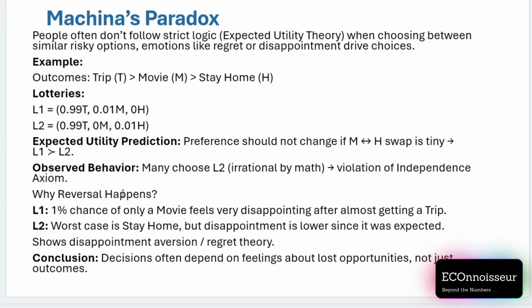Because we can see 1% chance of only a movie feels very disappointing after almost getting a trip. And the worst case is stay home, but still this disappointment is lower since it was expected from before. So the Machina's paradox says the movie is preferred to stay home, but the disappointment guided people to choose home rather than movie after losing the trip.